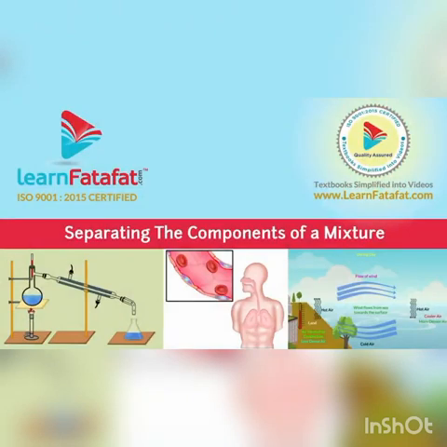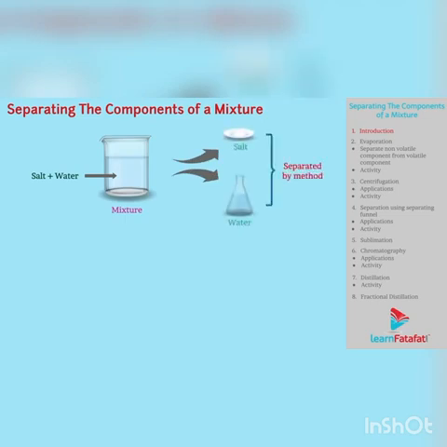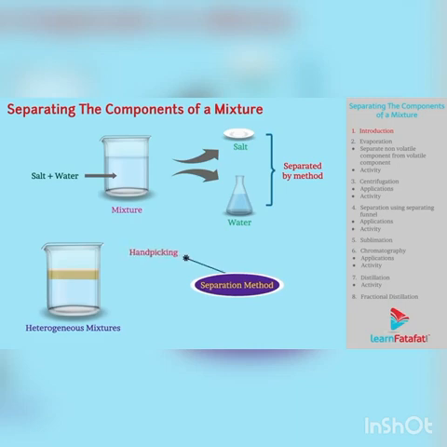Separating the components of a mixture. Dear students, a mixture may contain various useful components. Hence, to extract these components, various methods of separation are used. Generally, for heterogeneous mixtures, components are separated by hand picking, sieving, filtration methods, etc. In this video, we are going to learn some special techniques for separation of components from mixtures.